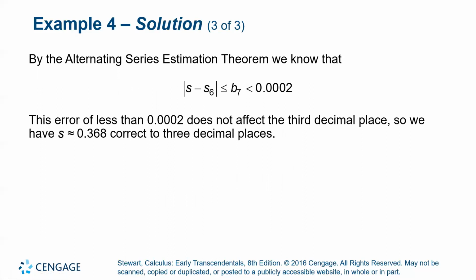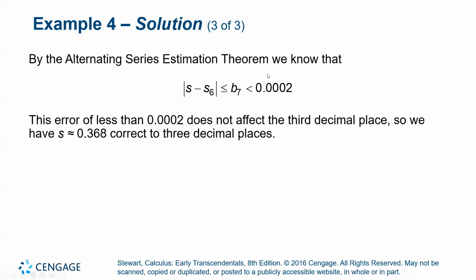So using the estimation theorem, we know that the remainder, the error, I should say, of using the 6th partial sum would be less than or equal to B7, the next term, which we just found is about 0.0002. So this error of less than 0.002 does not affect the 3rd decimal place. Well, what does that mean? The 3rd decimal place is this 3rd zero, which is the thousandths place, right? So definitely subtracting or adding 0.0002 is not going to affect the 3rd place because it's so much smaller than that 3rd place.